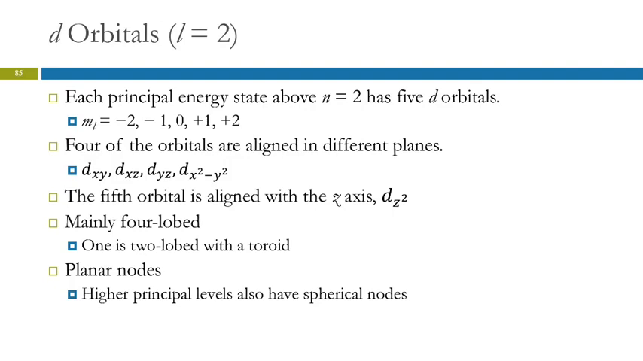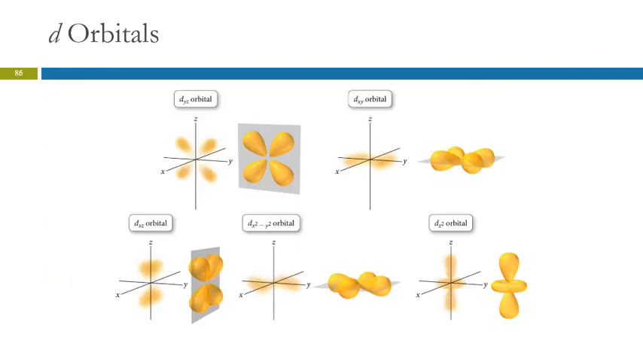These have planar nodes, and when you get to higher principal levels, you also have spherical lobes. So we looked at the nodes in the s orbitals, and that was tricky enough. We're not going to look at the details of these, but they do have nodes. It's just a lot more complicated. So those are the shapes of the d orbitals.